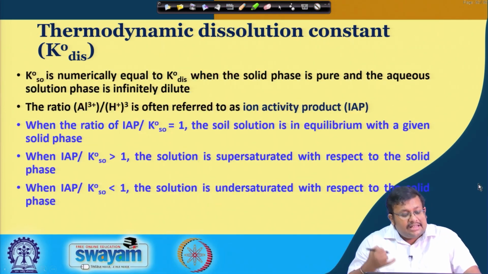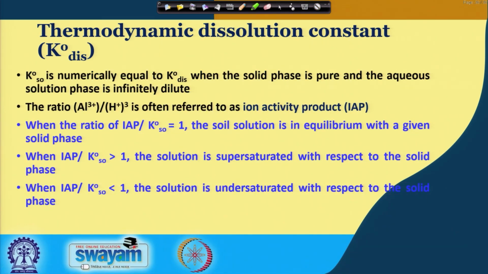Now, the thermodynamic solubility product constant is numerically equal to the thermodynamic dissolution constant when the solid phase is pure and the aqueous solution phase is infinitely dilute. Obviously, these are two conditions, because in both cases the activity will be 1. So, the ratio of Al3+ and H+ is often referred to as the activity product or ion activity product. Okay, we are basically seeing the ionic activity.